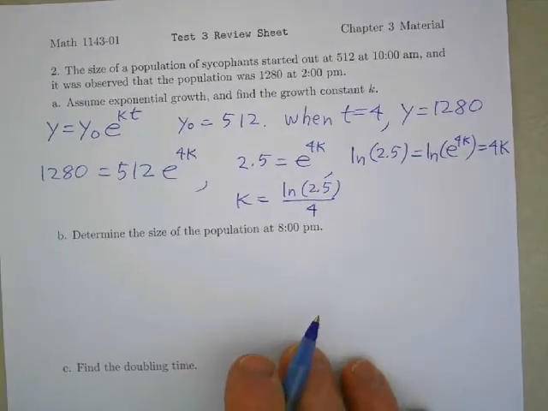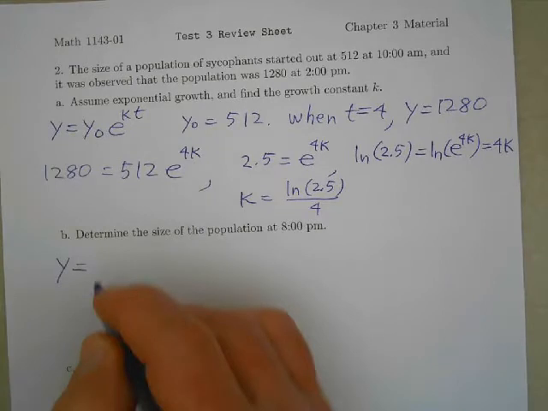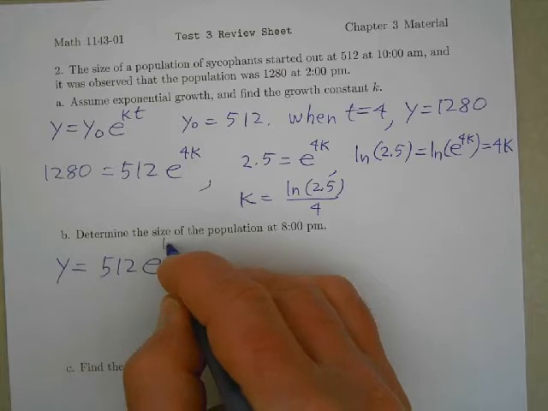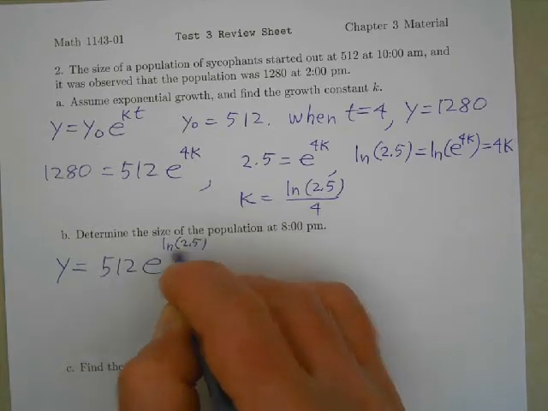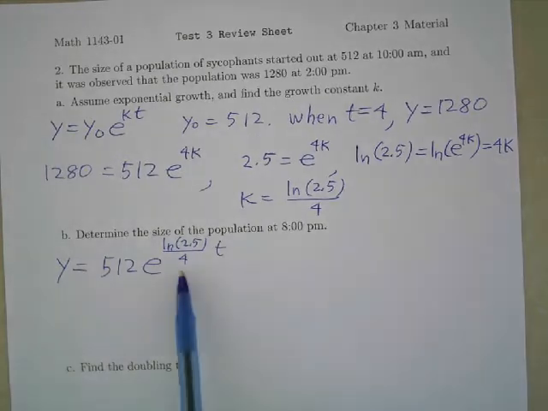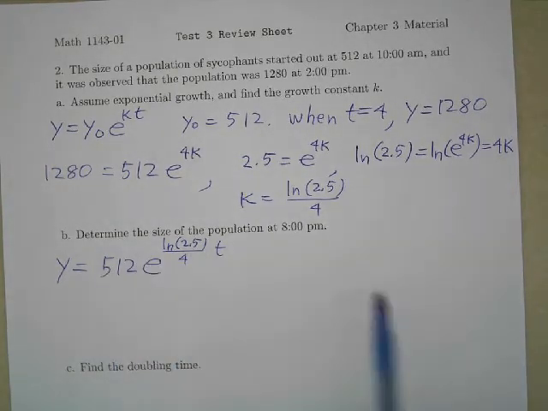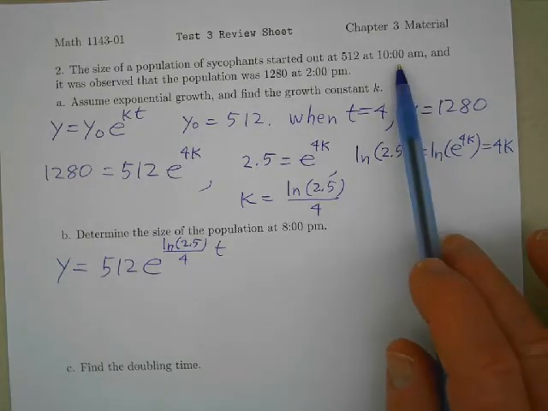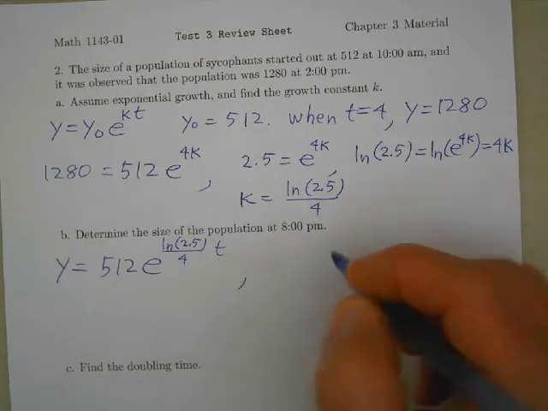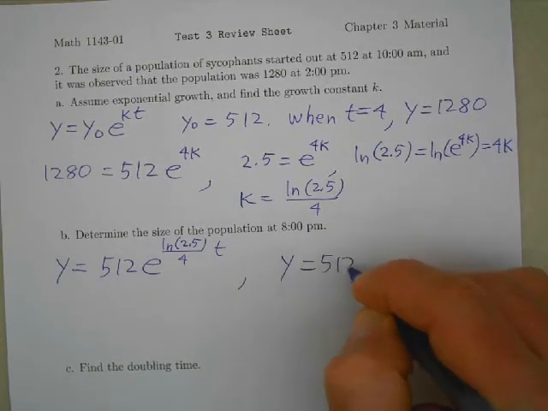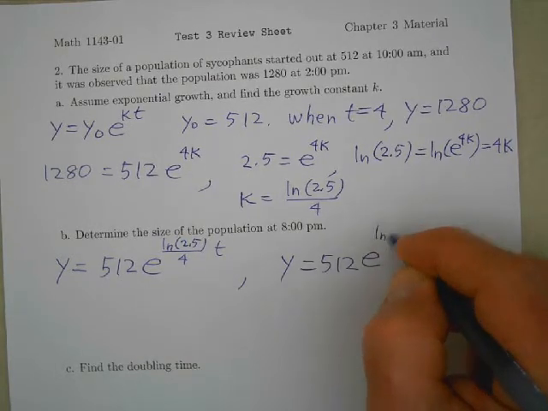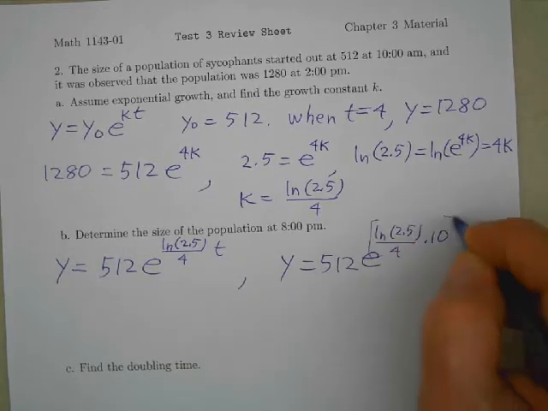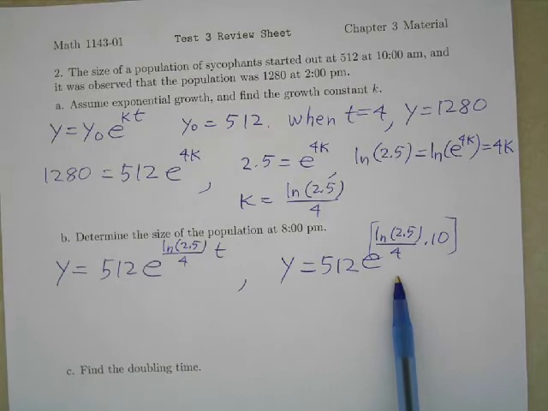And then in part B, we'll write down the complete function, y equals the initial population, 512, times e to the natural log of 2.5 over 4 times t. This is the value of k. Determine the size of the population at 8 p.m. 8 p.m. is 10 hours after 10 a.m., so when t is 10, the population is 512 times e to the natural log of 2.5 divided by 4 times 10. And then you can use a calculator to come up with a number for that.